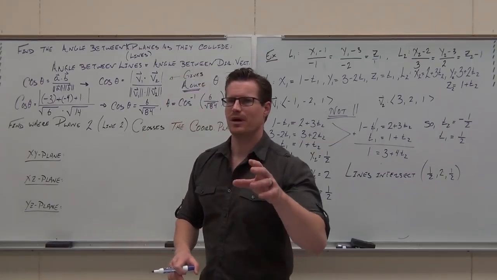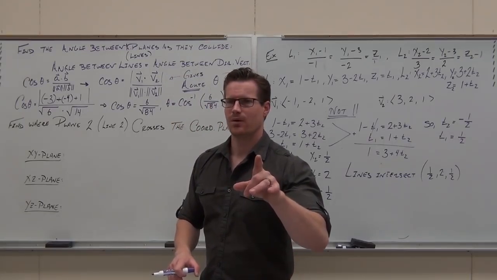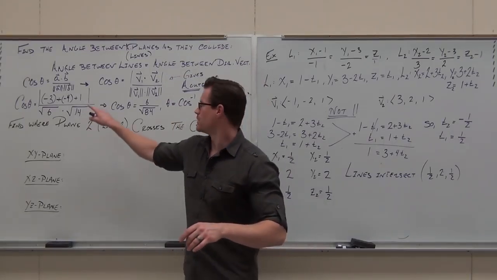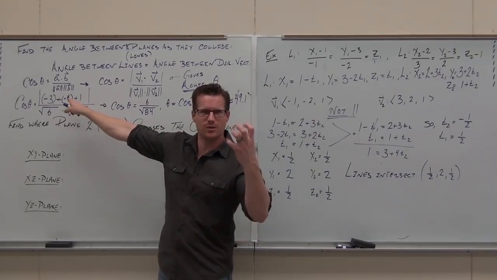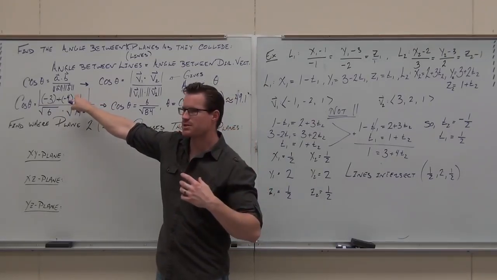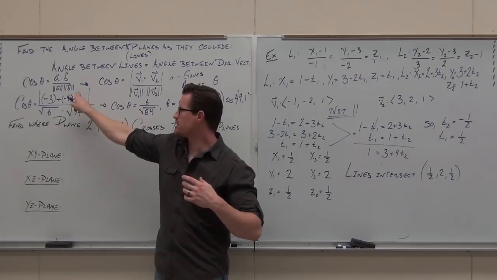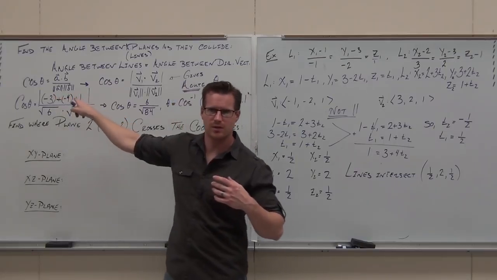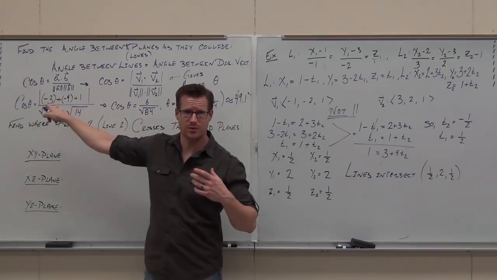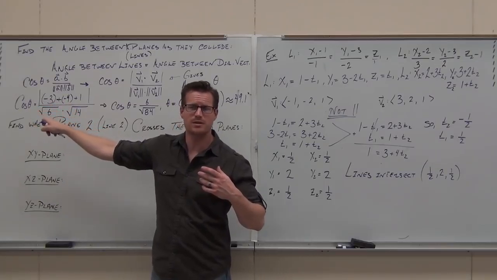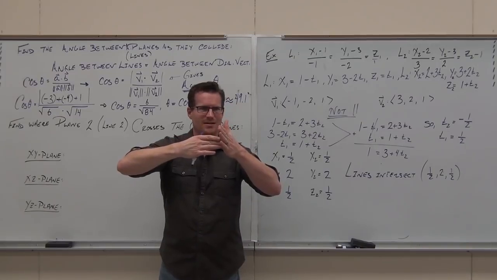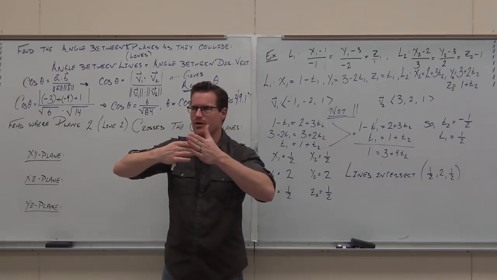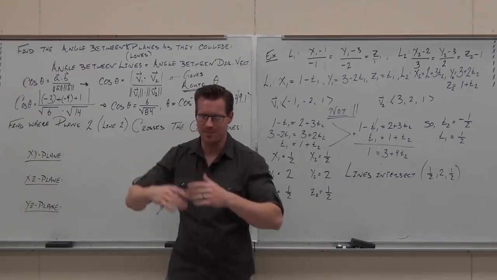Oh, wait. Go back. Pop quiz. What if this worked out to be 0? Come on, stick with me. I know we have a lot. What if the dot product, the numerator, worked out to be 0? What would you know about these planes? Meeting right at 90 degrees, perpendicular, orthogonal. That's what would be happening. Kind of cool.